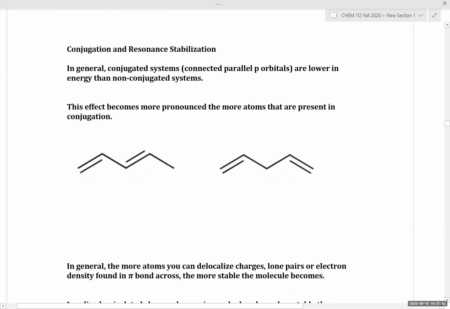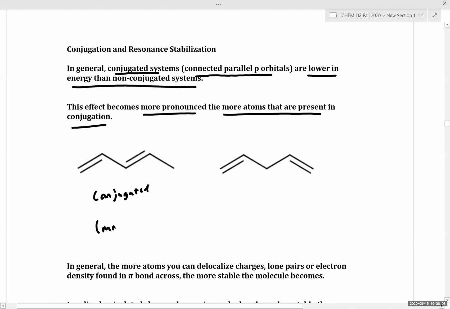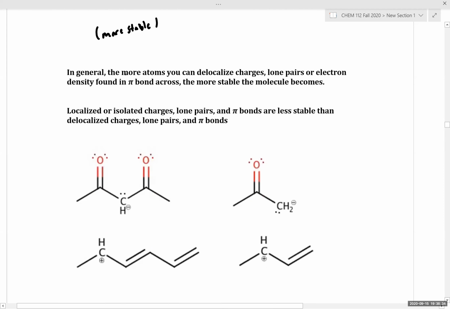And let's look at conjugation and resonance stabilization. In general, conjugated systems, which are connected parallel p orbitals, are lower in energy than non-conjugated systems. This effect becomes more pronounced the more atoms that are present in conjugation. So for example, this conjugated system is going to be more stable than this non-conjugated system. It's actually somewhat difficult to generate these non-conjugated systems because the conjugated systems are often favored energetically. As a general rule, the more atoms you can delocalize charges, lone pairs, or electron density found in a pi bond across, the more stable the molecule becomes.